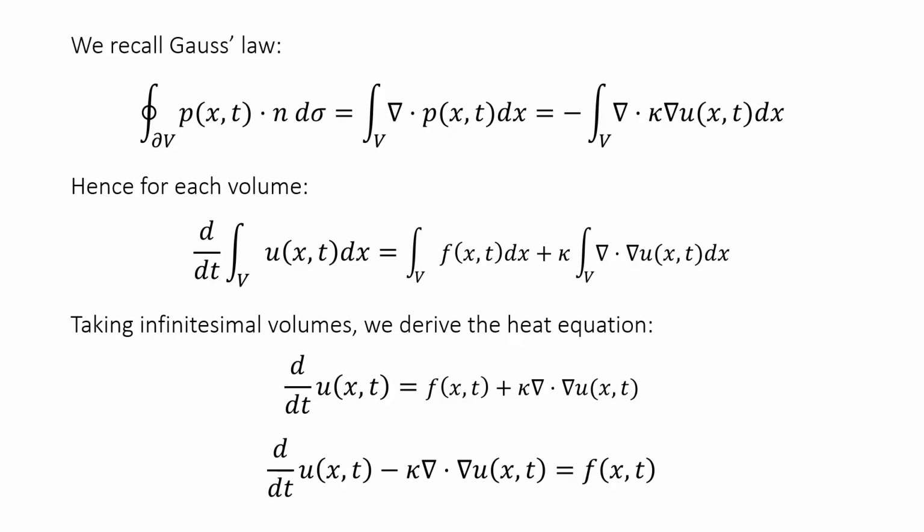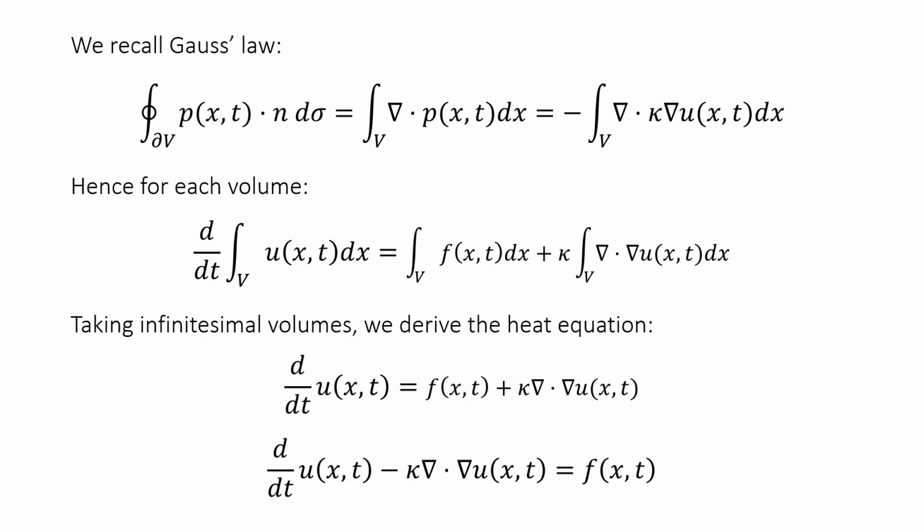That is the second line of equations. For each volume V, we get that the time derivative of the integral over the volume of u(x,t) dx equals the volume integral of f(x,t) dx plus kappa times the volume integral of the divergence of the gradient of u(x,t) dx.